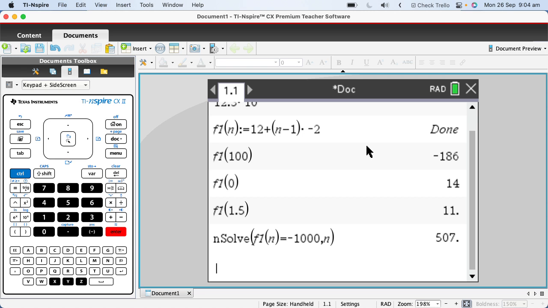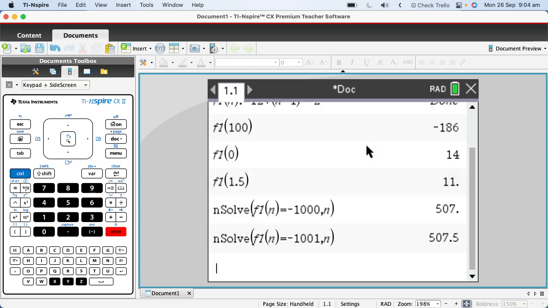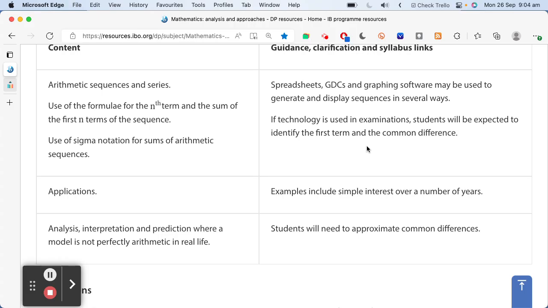But just remember, you're looking at a continuous function here, whereas arithmetic and geometric sequences are discrete functions. They only take on integer values as the input. They don't have decimals. So if I go nsolve F1, I'll try and force it to give me a solution. Equals negative 1,001. There you go, 507.5, for example. You would never write that down, you would say, well, n would be 508 when it breaches 1,001, or whatever. Does that make sense? So you can use GDCs in that fashion. Is this useful? Pointless? All right, okay.